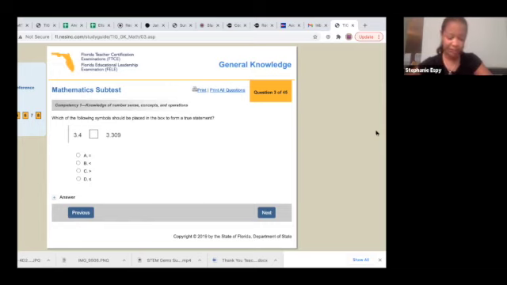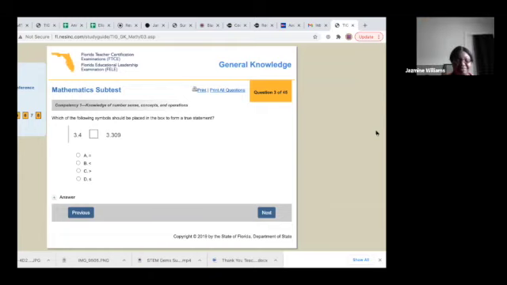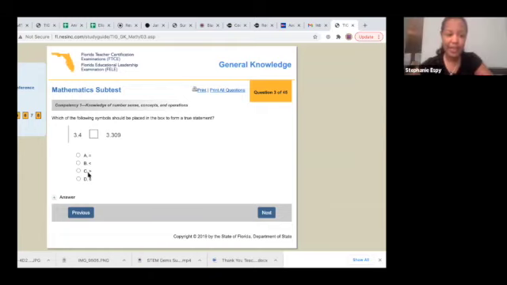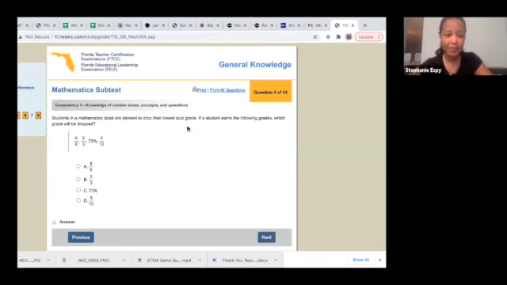Jasmine, what did you get for this one? I put C, greater than. Okay, I think we can all agree that if you have 3.4, that's bigger than 3.309. So we'll go with C. Move on to number 4.